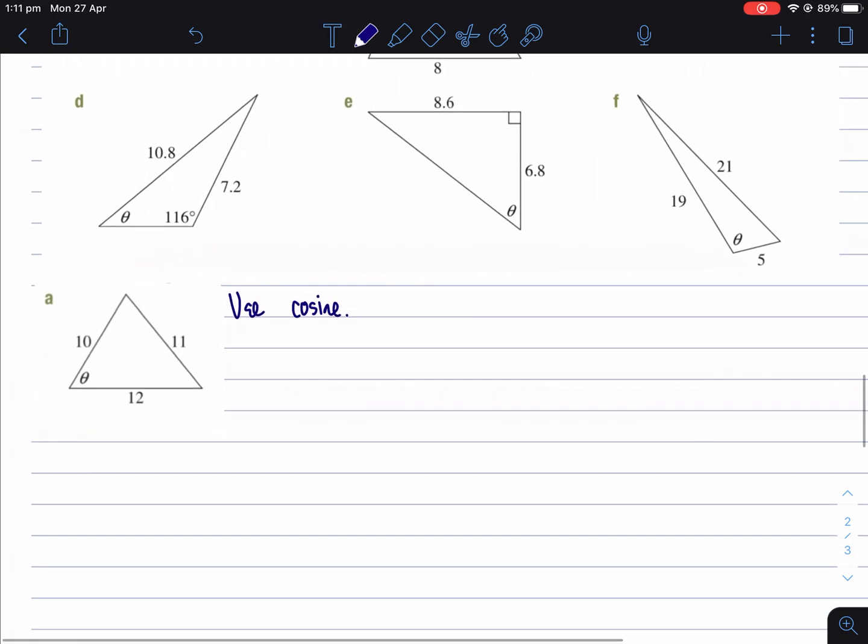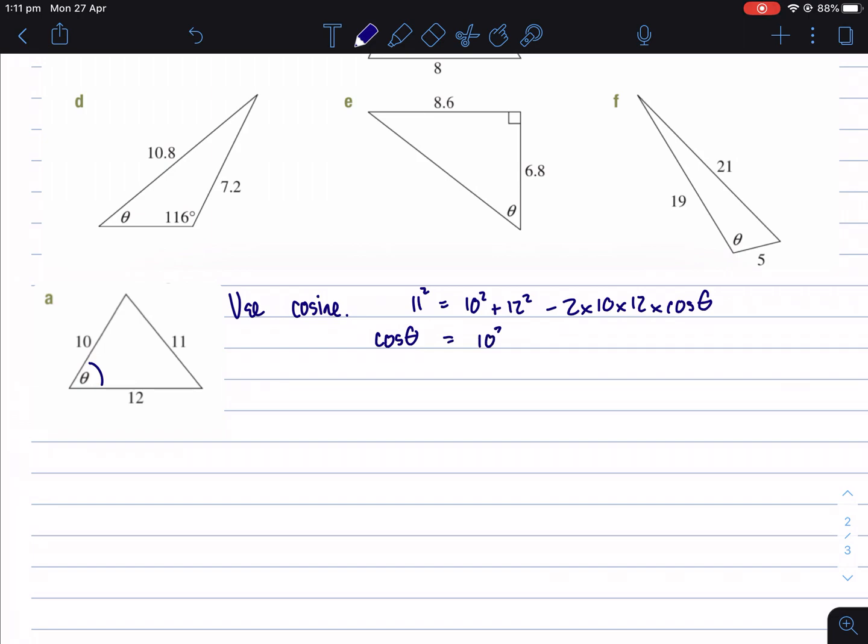So we could say 11 squared equals 10 squared plus 12 squared, take 2 times 10 times 12 times cos theta. I think it's going to be easy to go straight into cos theta is 10 squared plus 12 squared, take 11 squared over 2 times 10 times 12. So theta is going to be the arc cos of that.